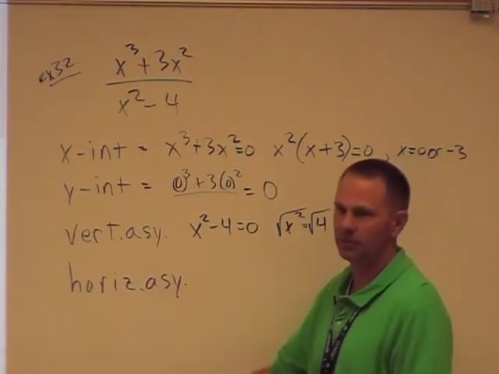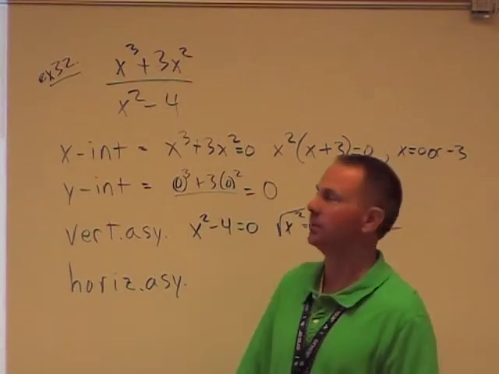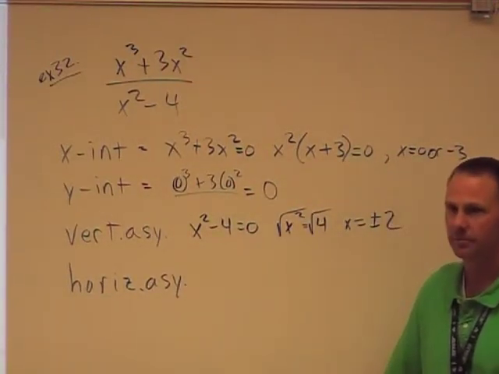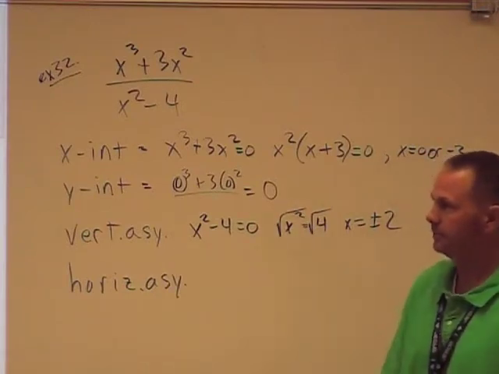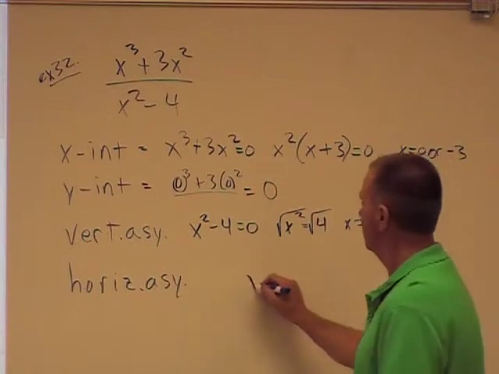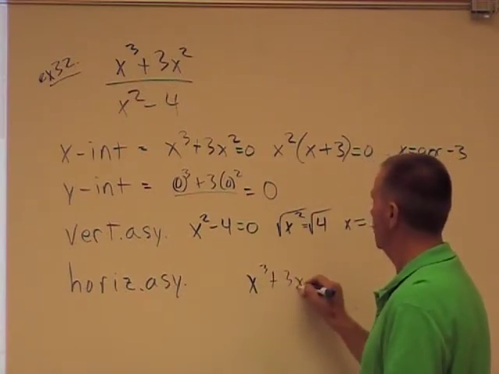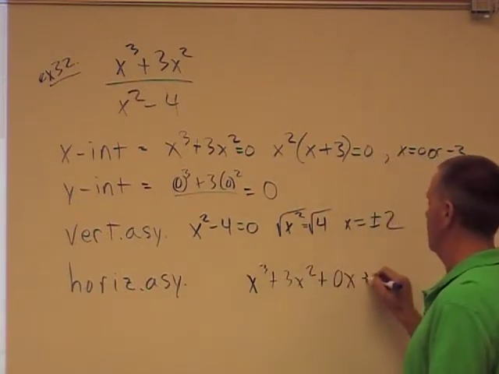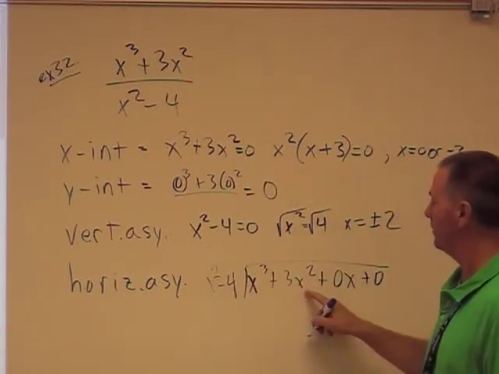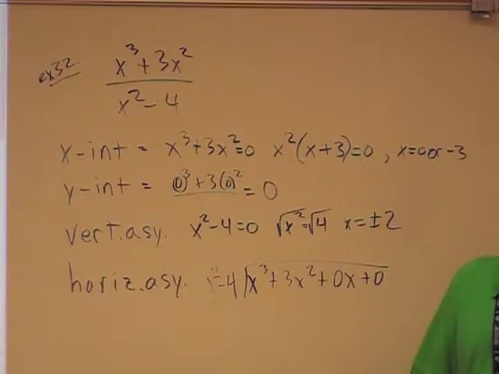Now, horizontal asymptote. What do you notice about the degrees? The degrees in the numerator are greater than the denominator. And what does it tell you to do? Long division. x cubed plus 3x squared plus 0x plus 0 divided by x squared minus 4. Do not forget your placeholders. Everybody do long division. Tell me what you get.